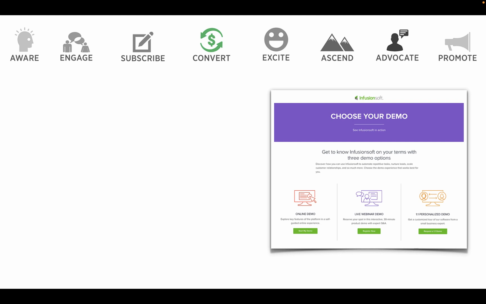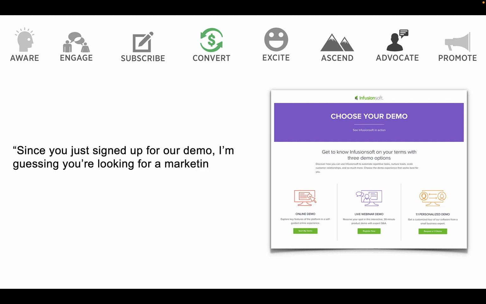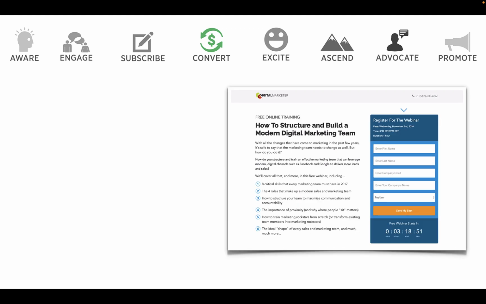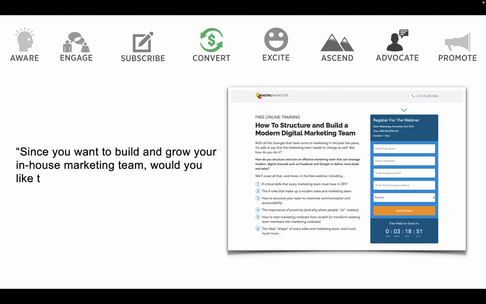For Infusionsoft, it's signing up for a demo. And their convert state is, since you just signed up for our demo, I'm guessing you're looking for a marketing automation solution. For a digital marketer, since you want to build and grow your in-house marketing team, would you like to use our tools and certifications?